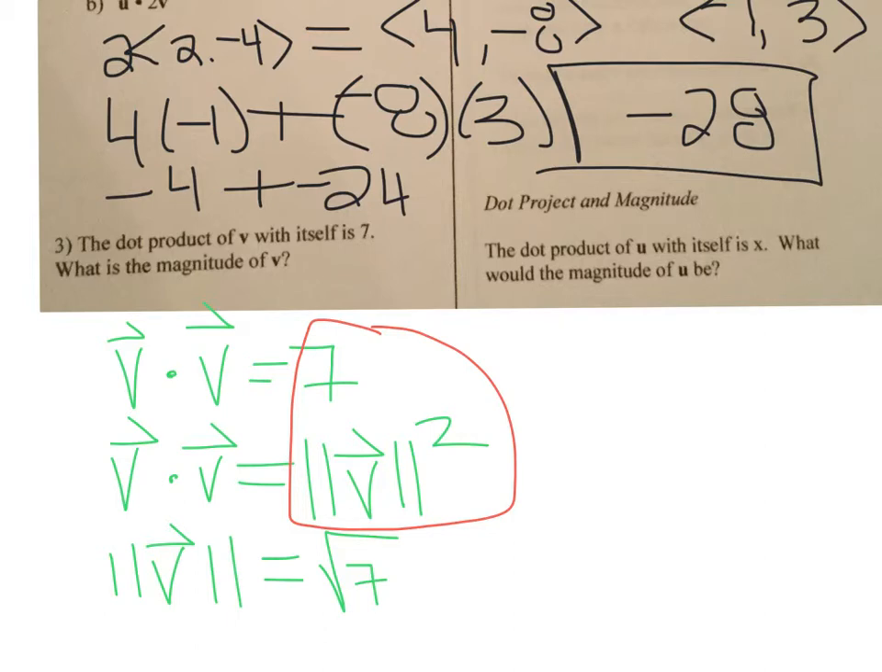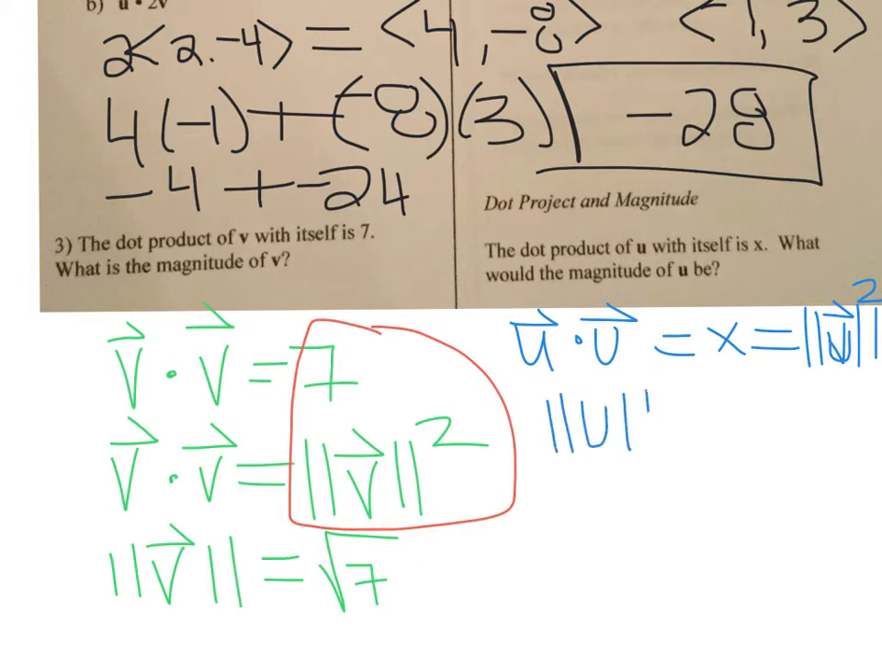So similarly, the dot product of u with itself is x. What would the magnitude of u be? Well, that means that u dot u equals x, which also equals the magnitude squared. So that means the magnitude of vector u should equal the square root of x. Not horrible.